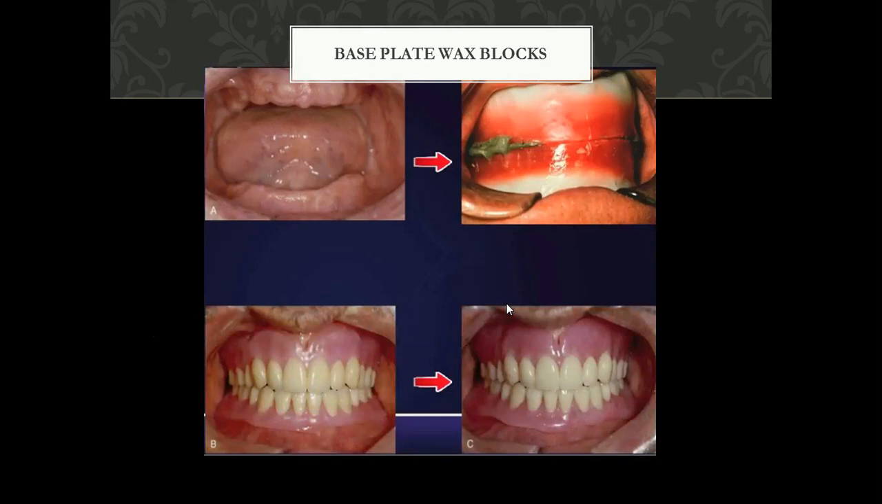So these are basically the base plate wax blocks. As you can see, they're placed in the patient's mouth, and we determine the upper and lower relationship, and according to that we set the teeth on these wax or bite blocks.